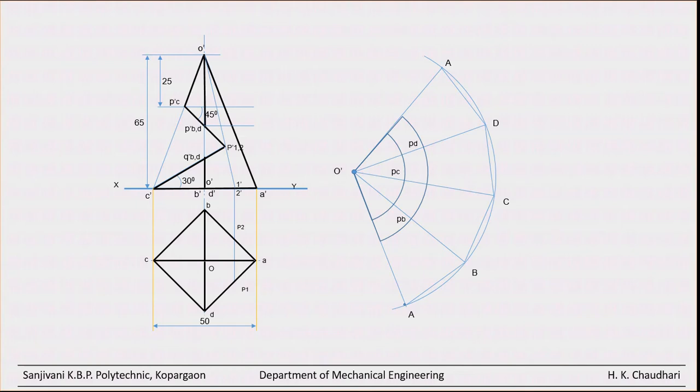Clear? So similarly, we can locate Q dash B and Q dash D by taking the radius equal to the distance from O dash to this one. Okay. Draw another arc with O dash as the center, and similarly we can locate. Here will be Q dash B and here will be Q dash D. Clear?